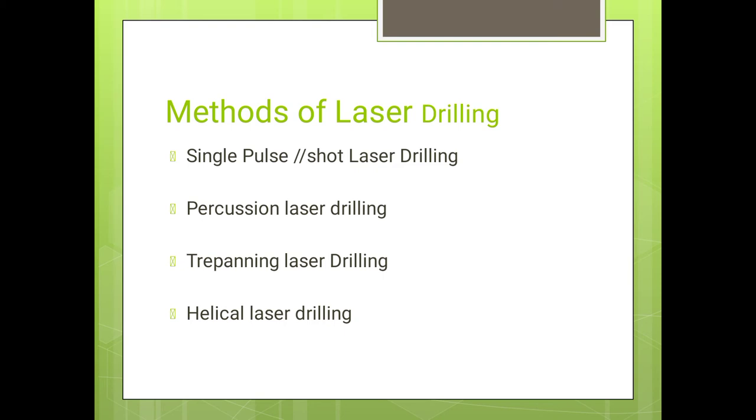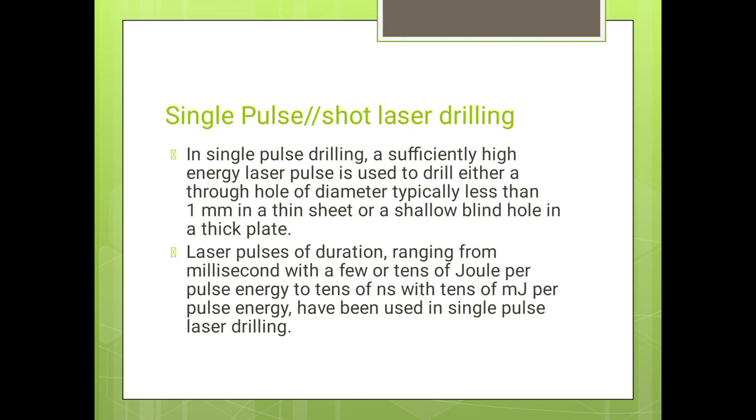Methods of laser drilling. There are four varieties of laser drilling methods: single pulse or shot laser drilling, percussion laser drilling, trepanning laser drilling, and helical laser drilling. In single pulse drilling, a sufficiently high energy laser pulse is used to drill either a through hole of diameter typically less than 1 mm in a thin sheet, or a shallow blind hole in a thick plate. With this method, we can drill a maximum size of 1 mm.